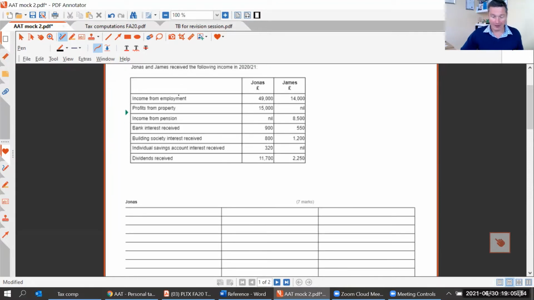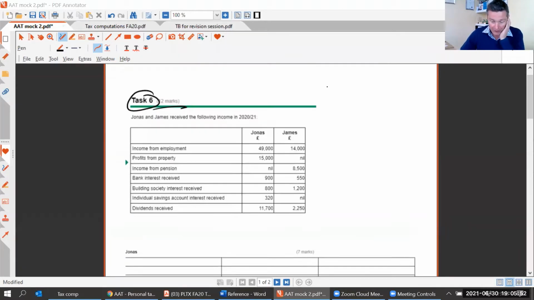So basically, we've got two people, Jonas and James. I've cut the question down a bit. It does say what you need to do, but I've got rid of that just so you can see. Effectively, you'll know what you need to do: the tax computation. It's not rocket science. And remember, you will have the reference material available. So don't worry if you're looking at the reference material when you're doing your revision or your mocks, because you would have it in the real exam, so you're not cheating by any means. And there are certain things that you just don't want to learn, because if it's in the reference material, why would you? Cool. So let's have a look.